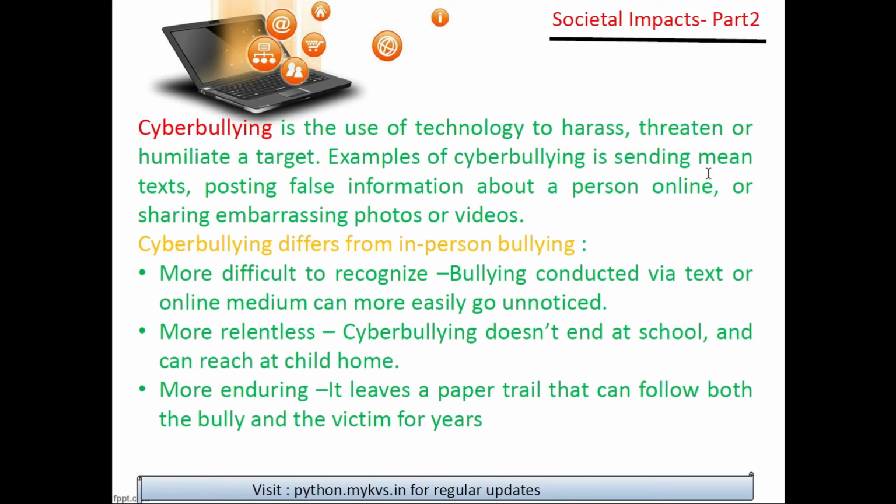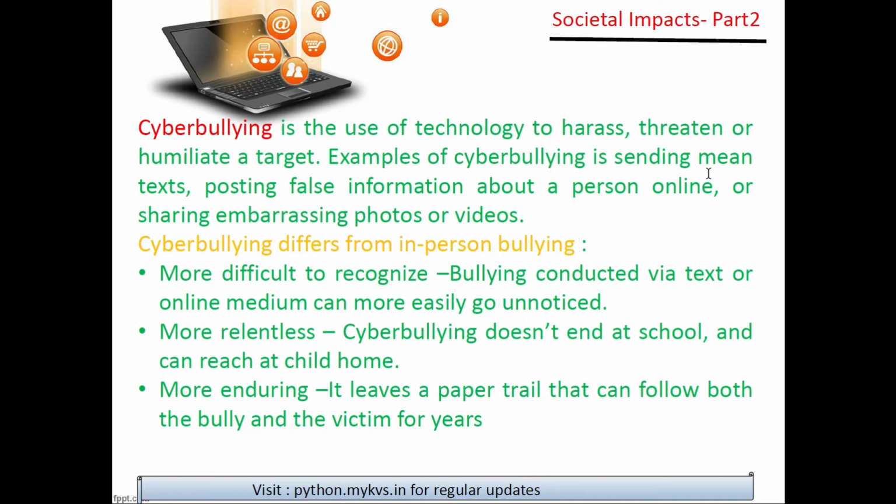Cyberbullying is the use of technology to harass people, threaten people, or humiliate a target. Sometimes it involves making sarcastic remarks to the person through websites, SMS, or virtual chat rooms. Examples of cyberbullying are sending mean texts, posting false information, abusing a person online, or sharing embarrassing photos or videos of a particular person. This is called cyberbullying.